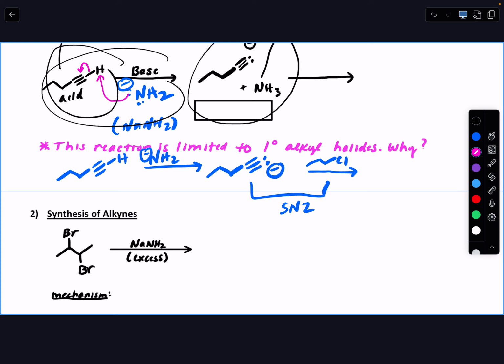So I'll do the arrows for this. The lone pair is going to come into the carbon. Maybe I'll draw it around this way. It's going to hit that carbon atom, and then we're going to kick off chlorine as the leaving group.